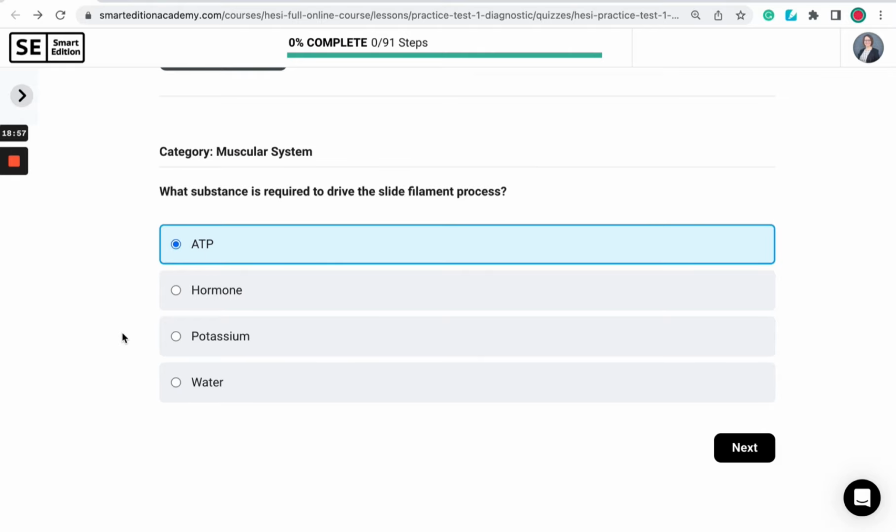So the slide filament theory explains muscle contraction. According to this theory, actin filaments slide past myosin filaments, pulling the actin filaments closer to the center of the sarcomere or the M line. This sliding action happens because of the interactions between the heads of the myosin and the actin. With the help of energy in the form of ATP, the myosin heads are energized to attach to binding sites in the actin, and they form a cross bridge.